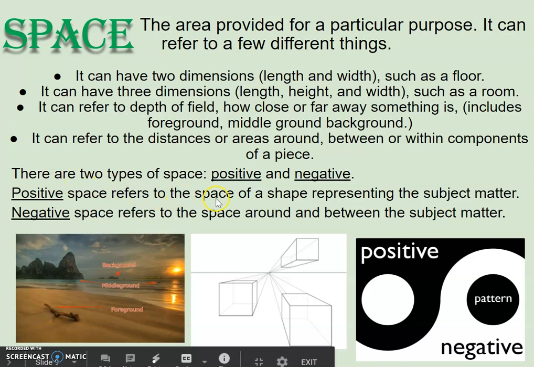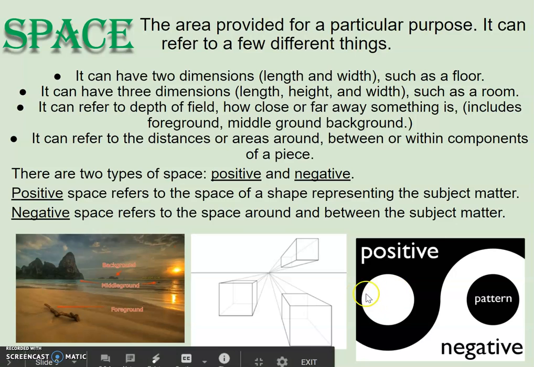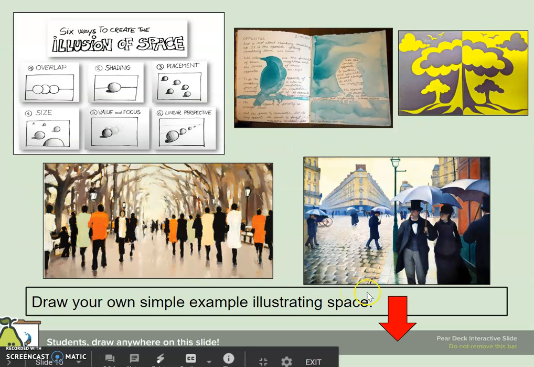There are 2 different types of space. There is positive space and negative space. Positive space is the object itself, whereas negative space is the space around it. These are just a few illustrations of space.